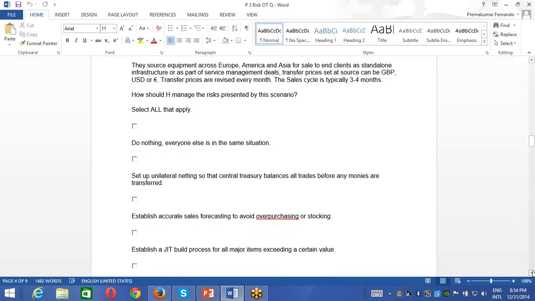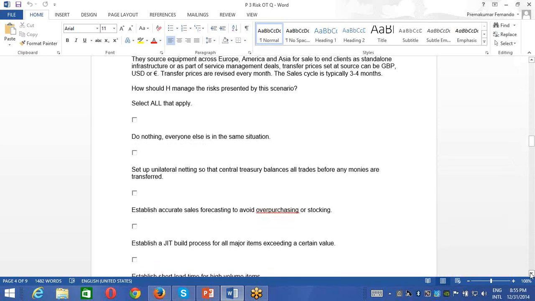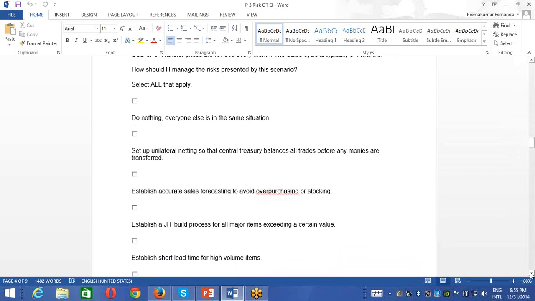Yeah. So because of that, you don't want to hold a lot of stocks, and therefore that is something you want to manage. Establish a JIT build process for major items exceeding a certain value. But here you will see, obviously most of the things will be this kind of thing. And JIT cannot be applied for IT operation, because it's not manufacturing, it is all services.